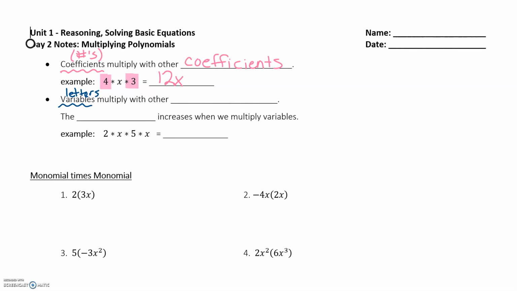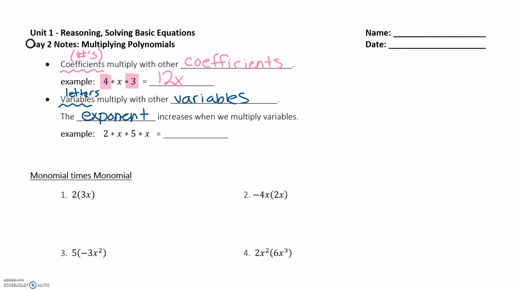Let's look at the other piece, the variables, or our letters. When we multiply our polynomials, variables multiply with other, yep, you guessed it, variables. That means we multiply the letters with other letters, but they have to be the exact same letter. I cannot multiply an x and a y and make them change. We can put them just together, but we multiply our letters with the other letters. Now, there is something that's going to change when we multiply our variables. It says the blank increases when we multiply our variables. So this is the exponent.